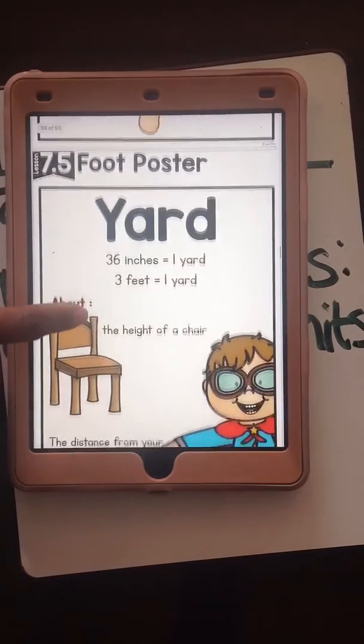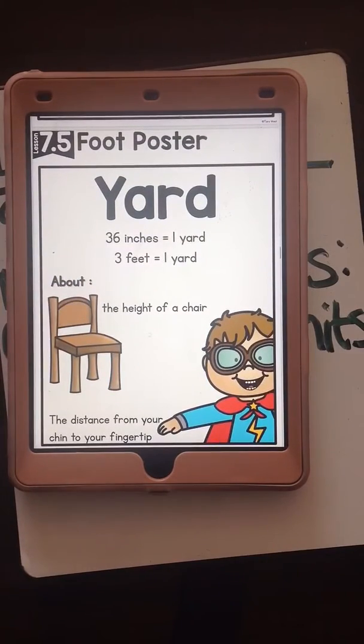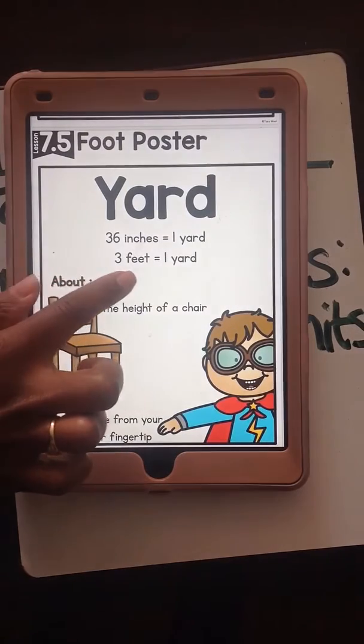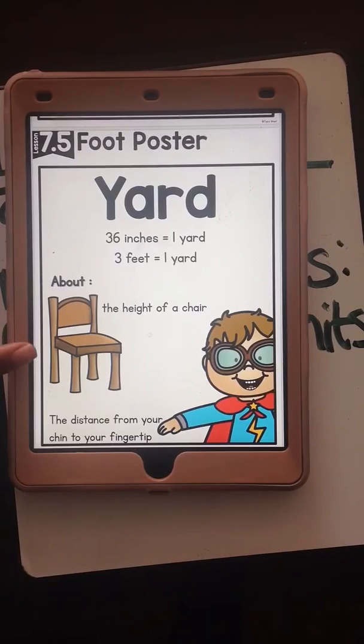The last customary unit that we learned is the yard. A yard is equal to 36 inches, or it's equal to 3 feet. A yard is about the height of a chair, or about the distance from your chin to your fingertip. Keep these in mind. These will help you when you are working on your independent practice today.